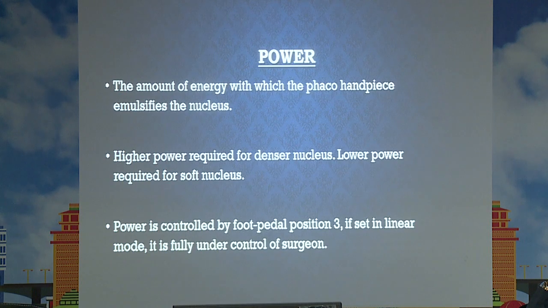And lastly, the power. It is the amount of energy with which the phaco handpiece emulsifies the nucleus, and the higher power is required for denser nucleus, lower power required for softer nucleus.